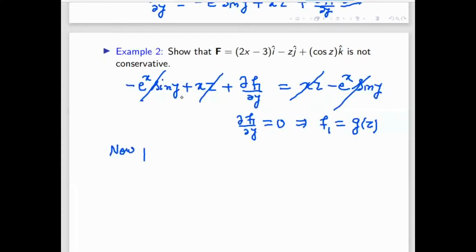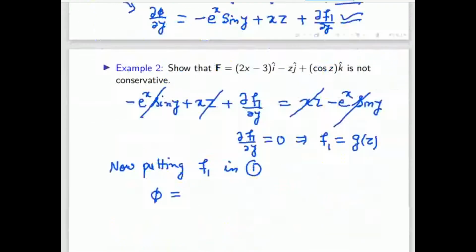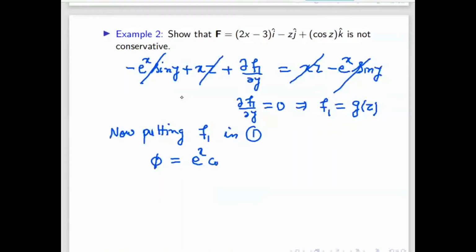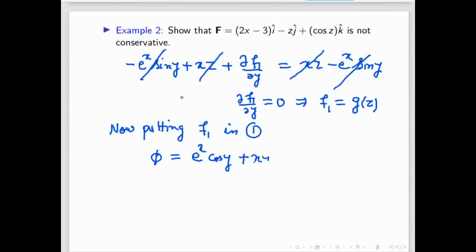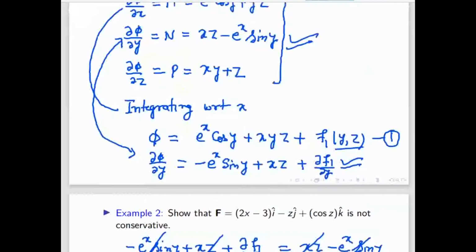Putting f1 in 1, we get the value of phi. The target is to find phi, that is the potential function: xyz plus f1, whose value is g(z), a function of z. Now g(z) is again a constant of integration, so we will again differentiate this with respect to z, and equate that with del phi by del z.